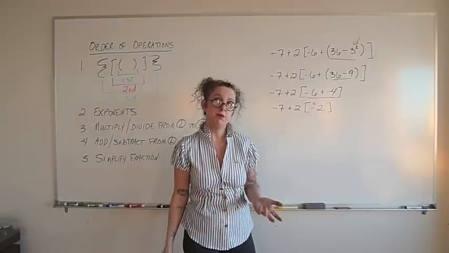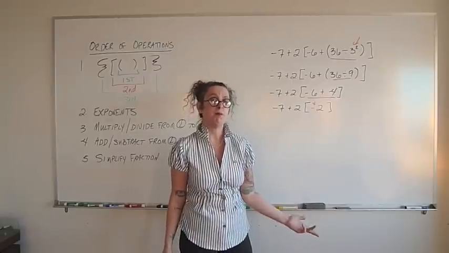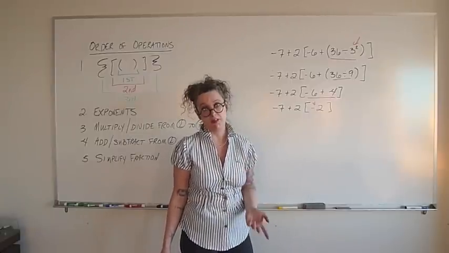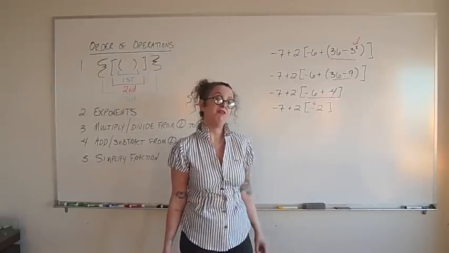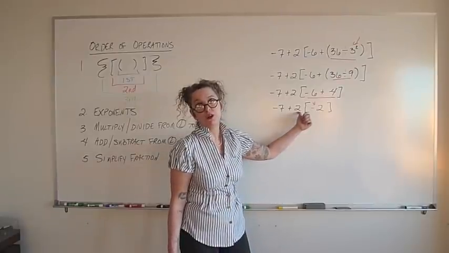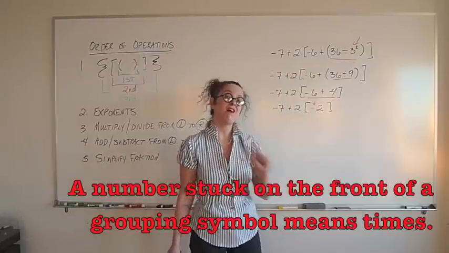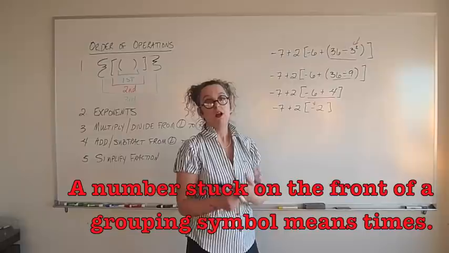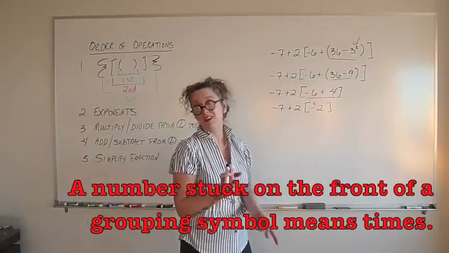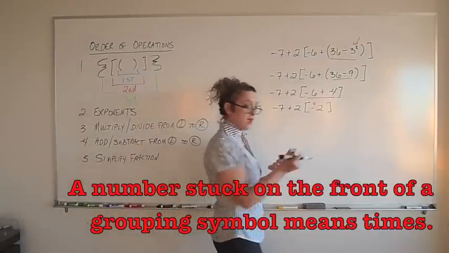The reason that you want to keep them is because it's really easy for a negative to go missing if you don't keep it wrapped up in brackets or braces or parentheses. The other reason that you have to keep this number wrapped up in its brackets is on account of this little 2 right here. This 2 stuck onto these brackets means times. Anytime you got a number stuck onto the front of parentheses, brackets, braces, always means times. So we're going to take care of this times next.